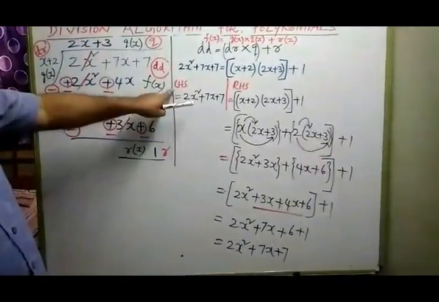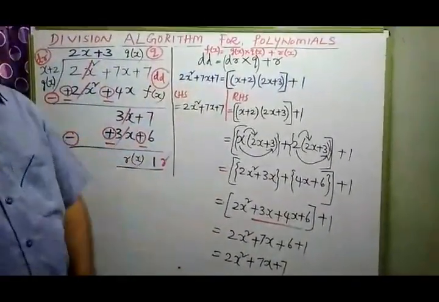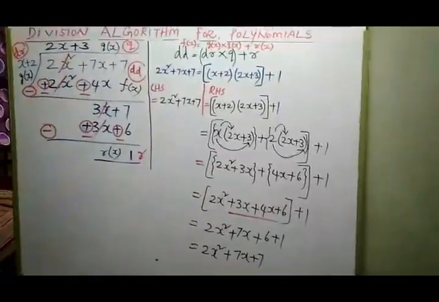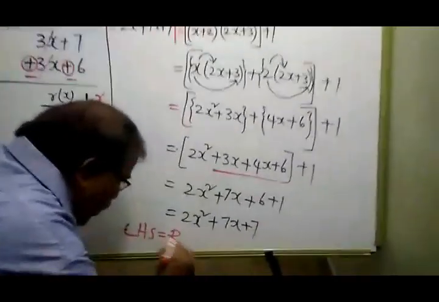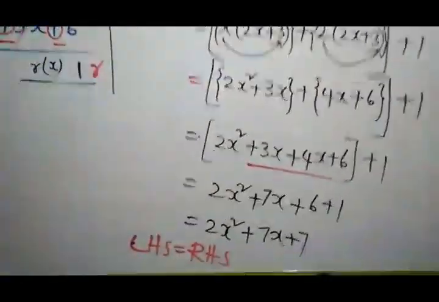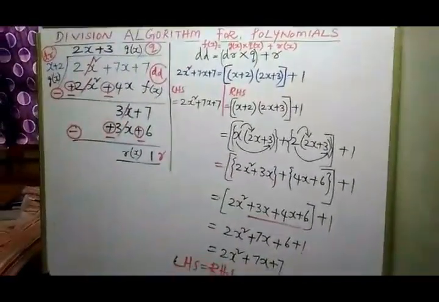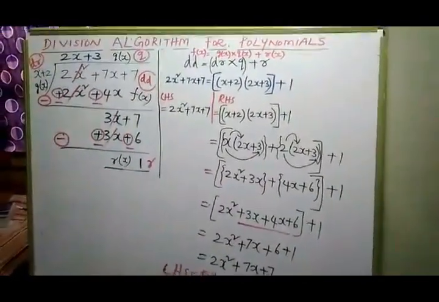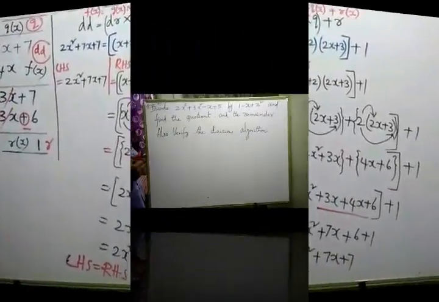LHS is equal to 2x square plus 7x plus 7. RHS also I got 2x square plus 7x plus 7. Therefore, LHS is equal to RHS. Hence verified. This is how the division algorithm is checked for this division.